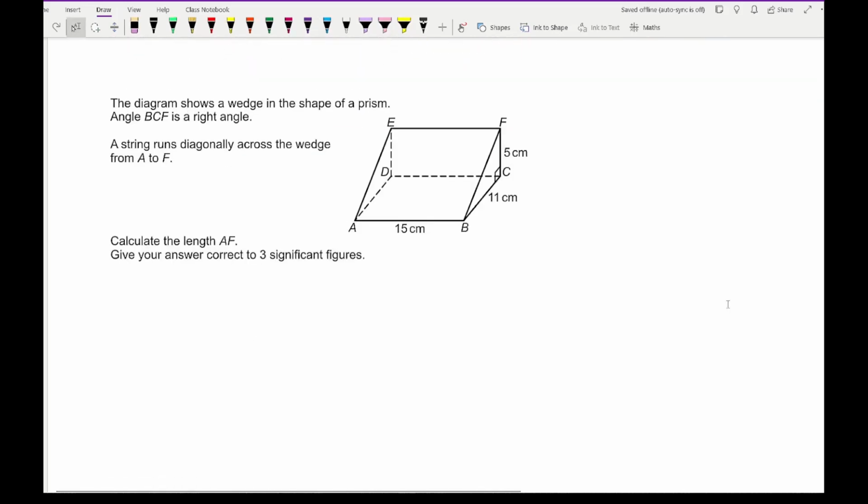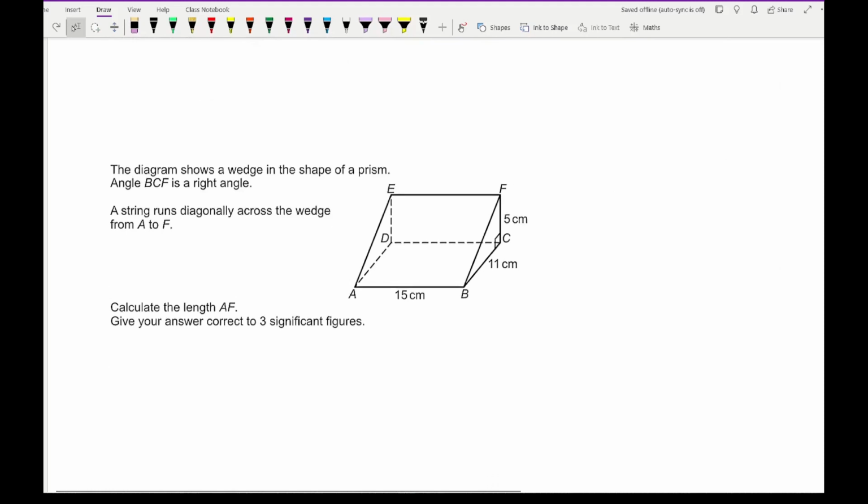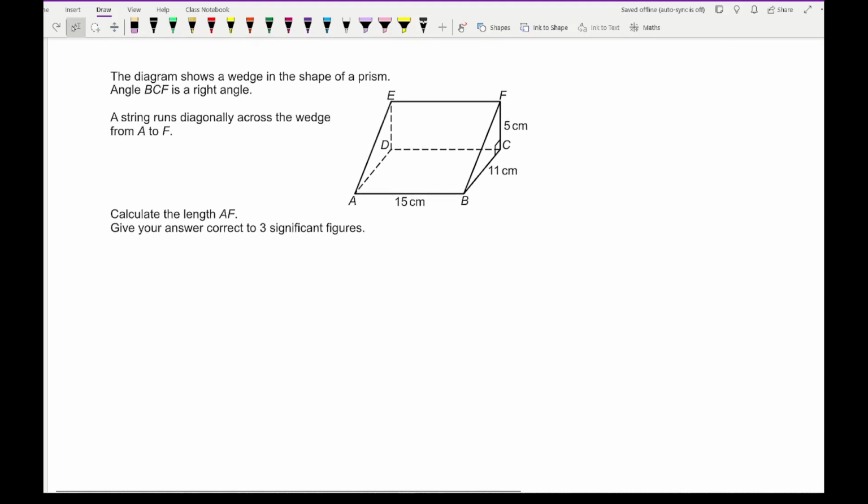So moving on to our next question. This question involves a triangular prism, and it says the diagram shows a wedge in the shape of a prism. Angle BCF is a right angle. It says a string runs diagonally across the wedge from A to F. So let's first of all do that, and this is the length that I'm actually trying to find. So the length of A to F.